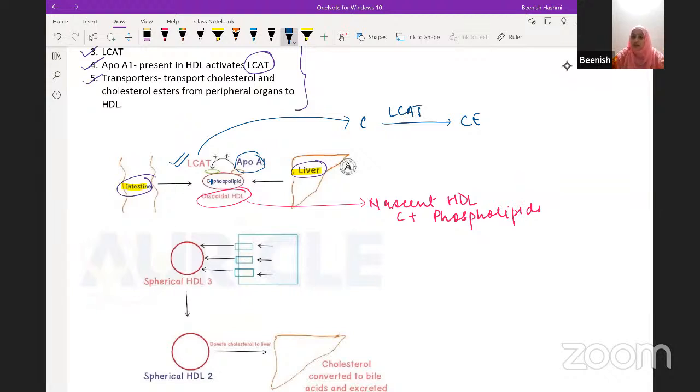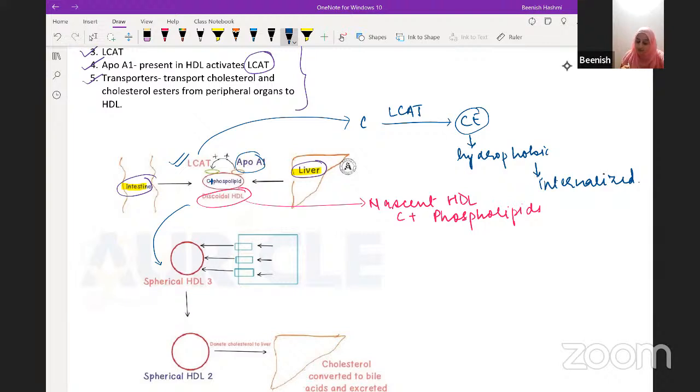Now these cholesterol esters are hydrophobic, so they will be internalized, leading to the formation of a sphere. So your discoidal HDL transforms into a spherical HDL3 because your cholesterol ester is hydrophobic, so it will be internalized. As a result, your discoidal nascent HDL changes into spherical HDL3.